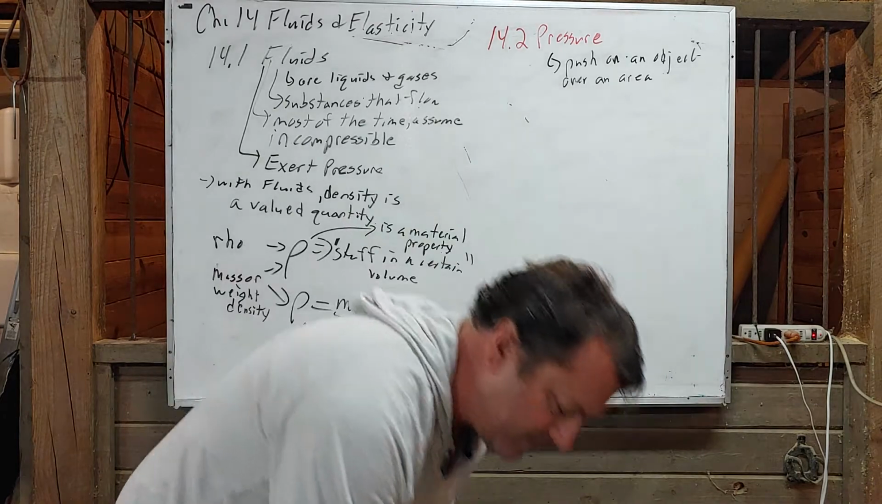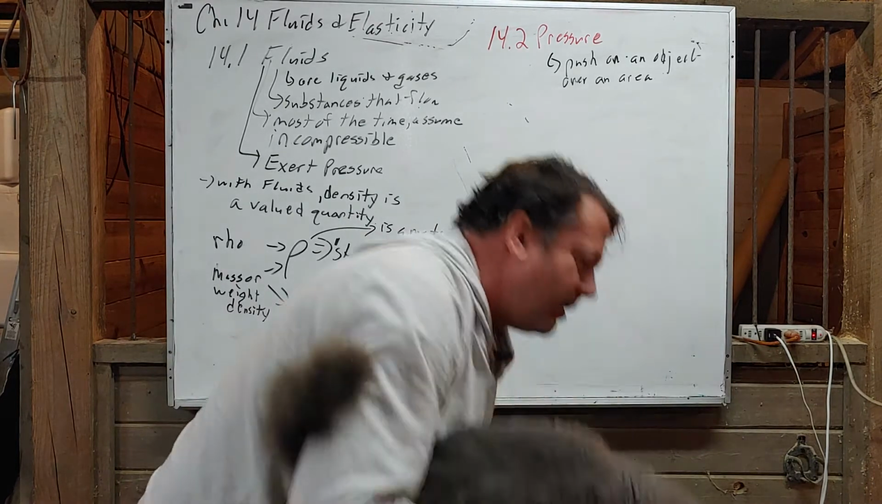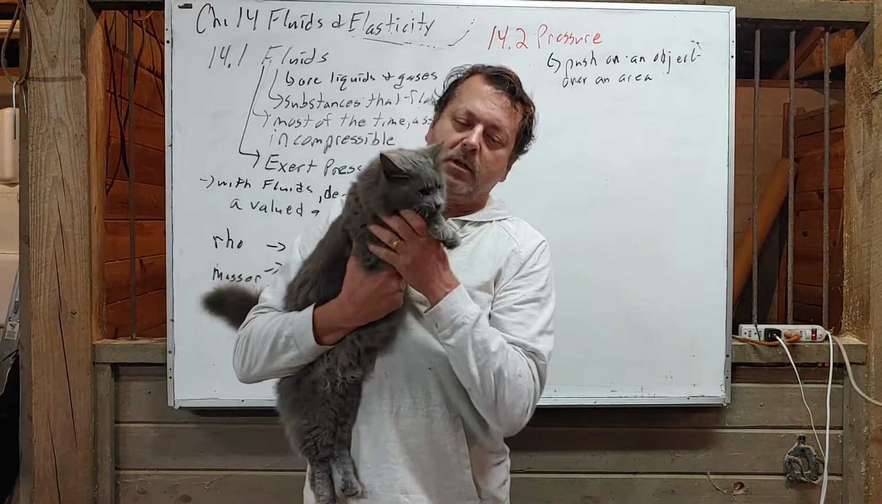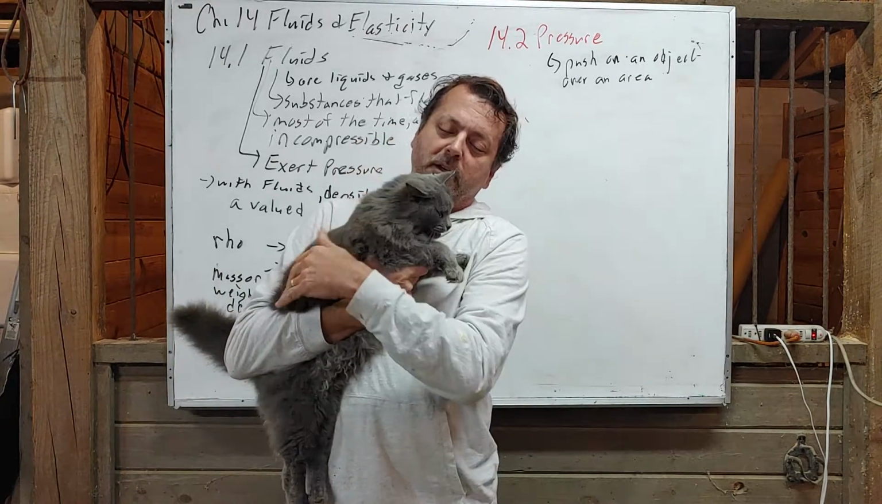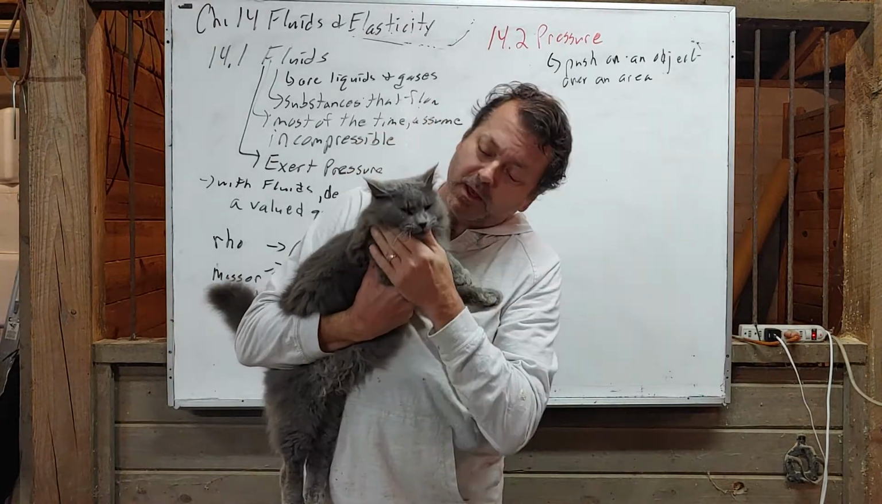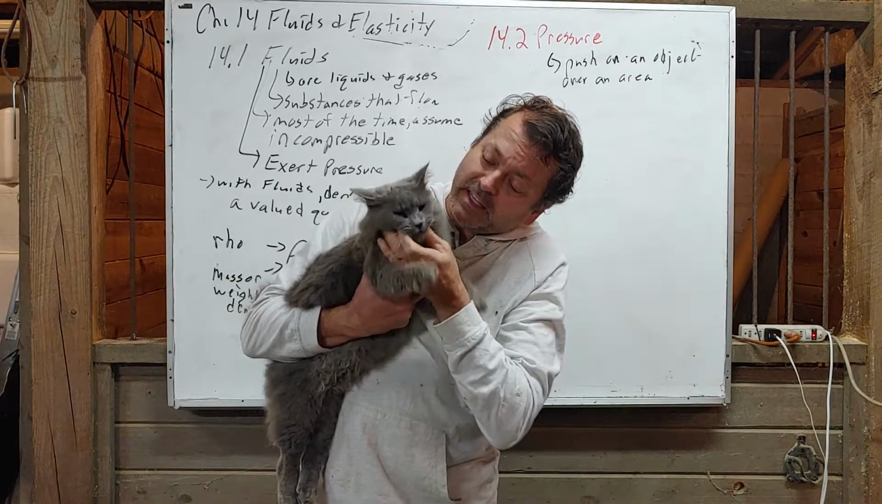Come here, girl. All right. This is Chloe. You've seen her before. She's a good girl. Yeah, you like the daddy. Okay. But Chloe has teeth.